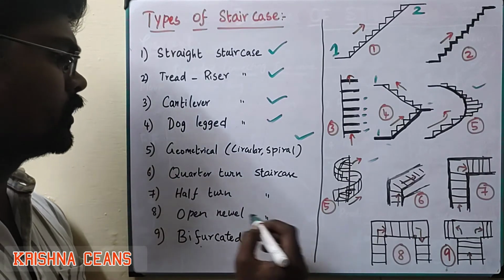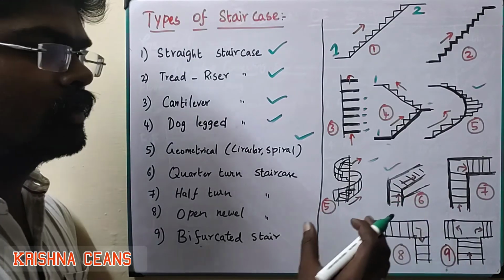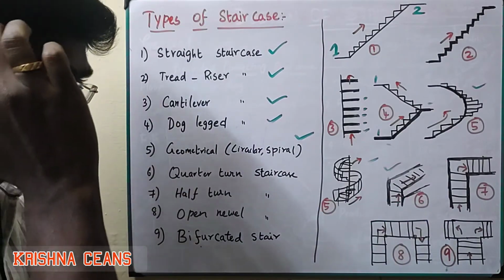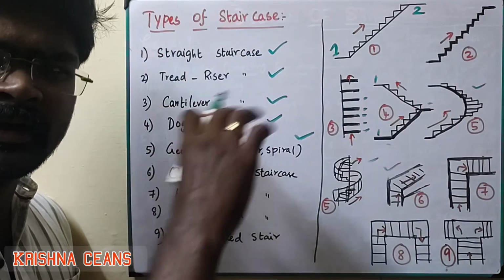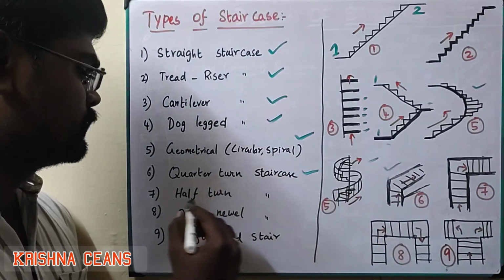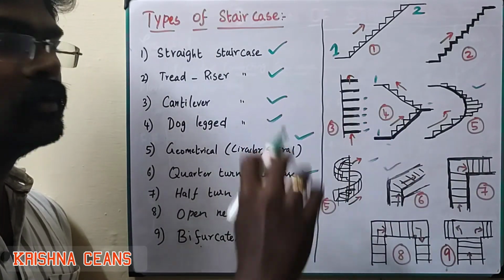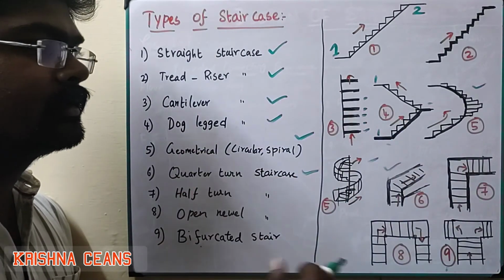Then the sixth one is quarter turn. This is the quarter turn staircase. After the first initial 3 steps, it turns at a right angle or inclined shape. So it is called a quarter turn staircase. Then the seventh one, half turn staircase. Halfway it will turn at a right angle like that.